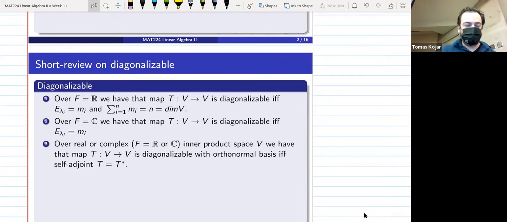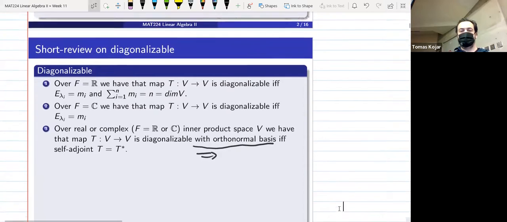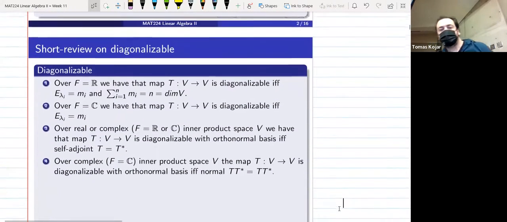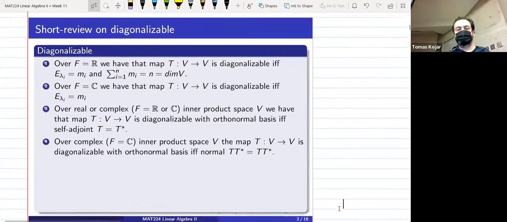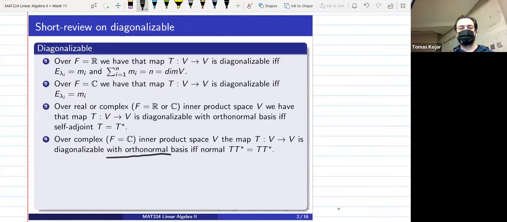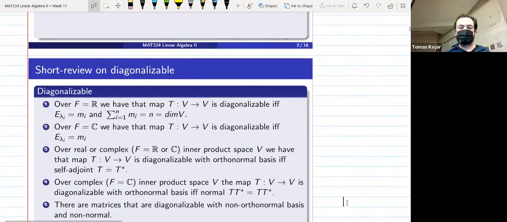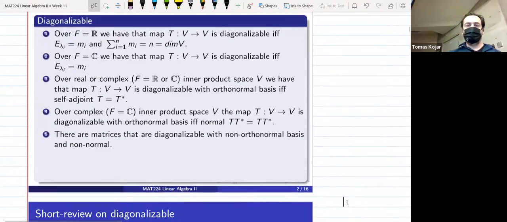Another one is the result we proved: over real or complex, self-adjoint is the same as diagonalizable with an orthonormal basis. One point that gets forgotten is that you need this to go from left to right, because there are matrices that are diagonalizable but are not self-adjoint. And I will do an example in two seconds. Same thing for normal: diagonalizable if you only have normal. But again, you need an orthonormal basis. So there are matrices that are diagonalizable with a non-orthonormal basis.